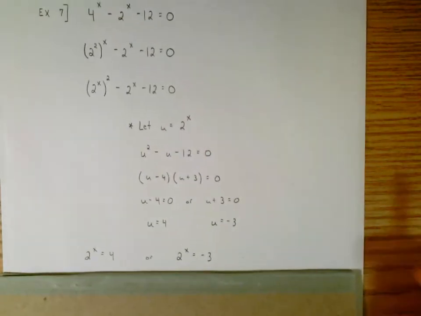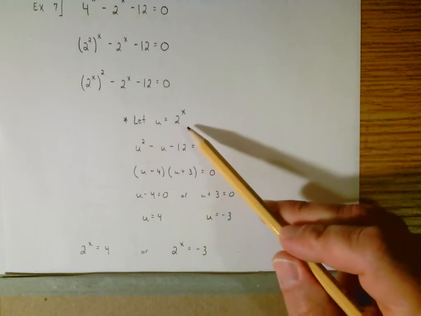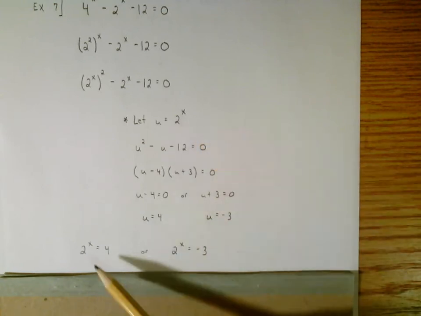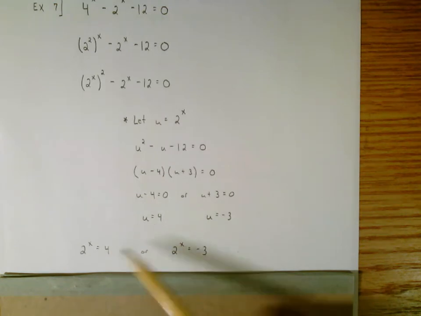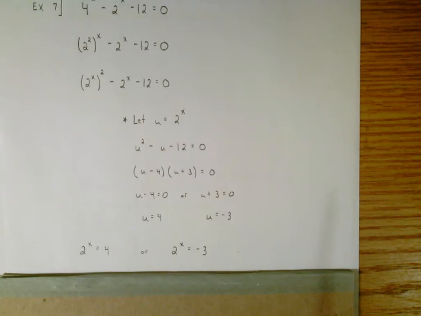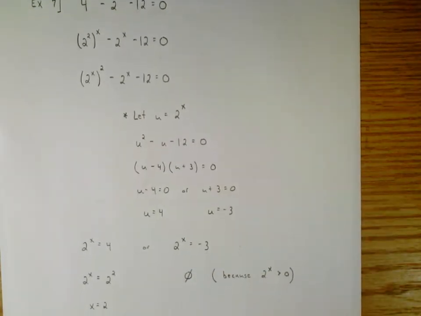Okay? All I need to do, though, is substitute back in what I had said earlier, that u is equal to 2 to the x, and in doing so, this becomes 2 to the x equals 4, or 2 to the x equals negative 3. Solving these is pretty simple. I'll put it on there all at once.